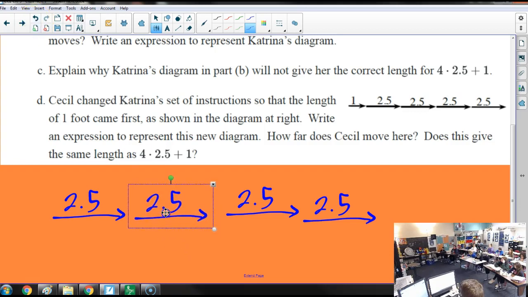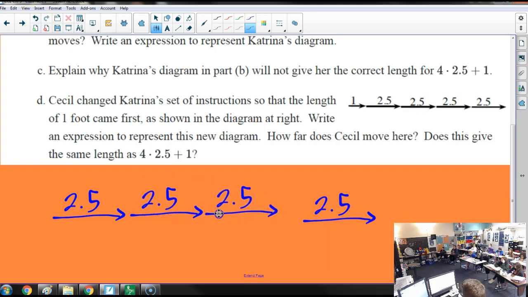Fine, Nick. So my bet is you drew 4 moves of 2.5, perfectly the same size, right? Because you can copy paste on your paper. Actually, on graph paper, it wouldn't be that bad. And then 1 more move of 1. Now Cecil drew out this. Is he right? Is his diagram right?